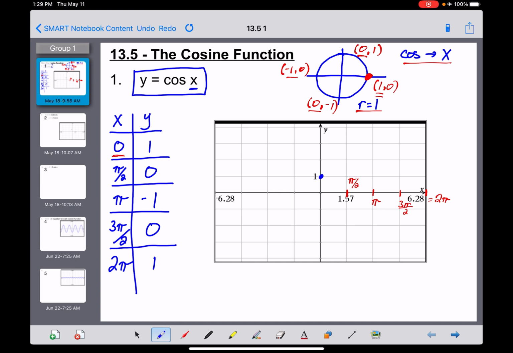0, 1 puts us right here. Pi over 2, 0, we have an x-intercept there, and then pi, -1 gets us right here. At 3 pi over 2, we go back up to 0, and at 2 pi, we're all the way back where we started there at +1. And I'm going to say again, guys, the shape of a cosine wave is identical to the shape of a sine wave. It's just a question of where you start.